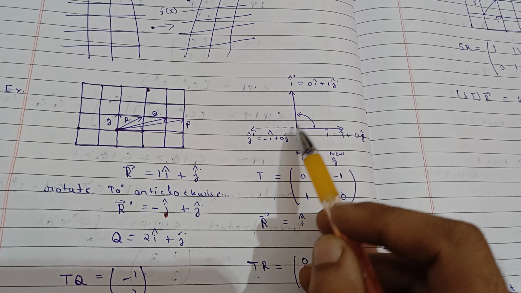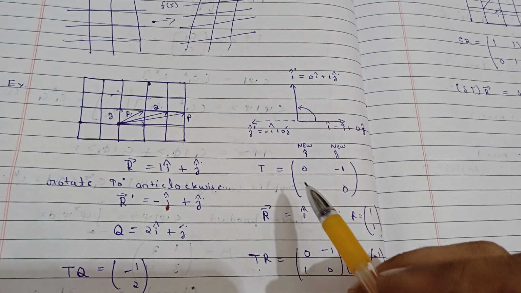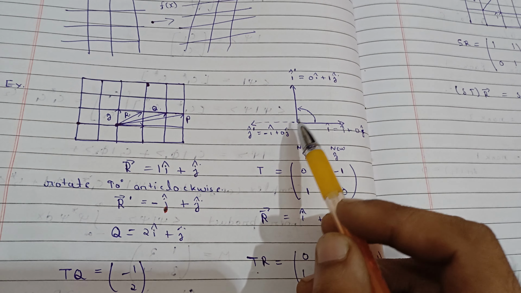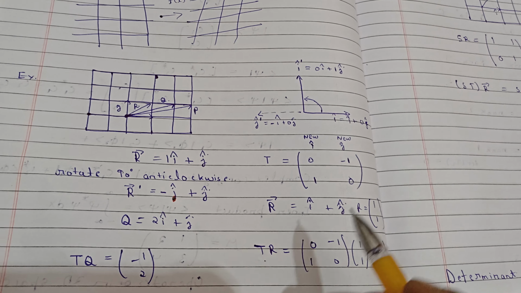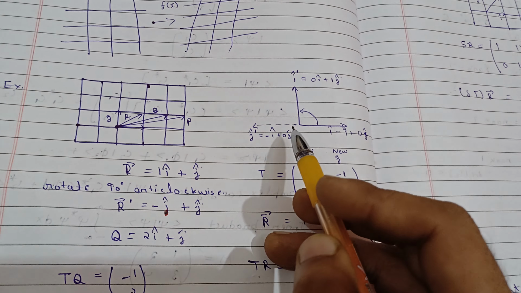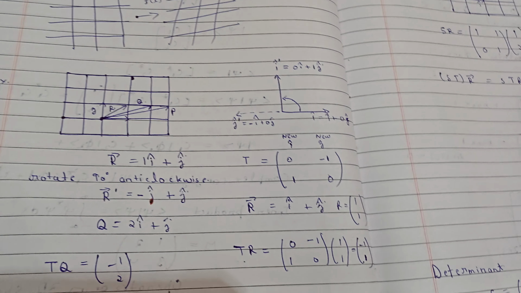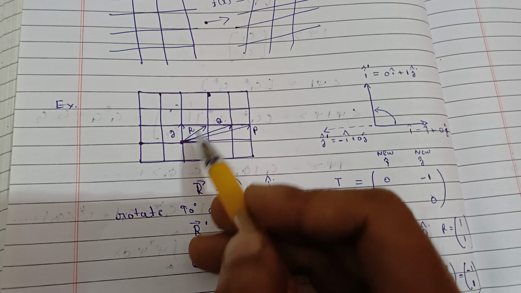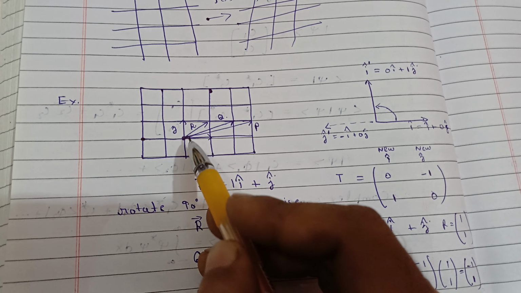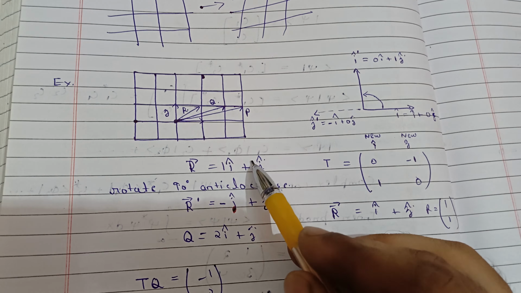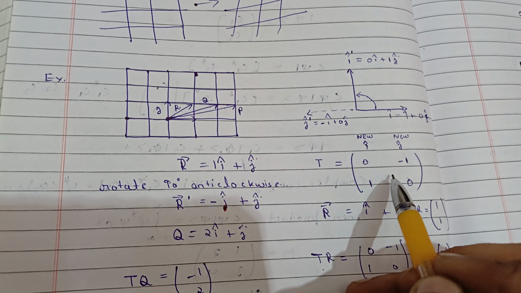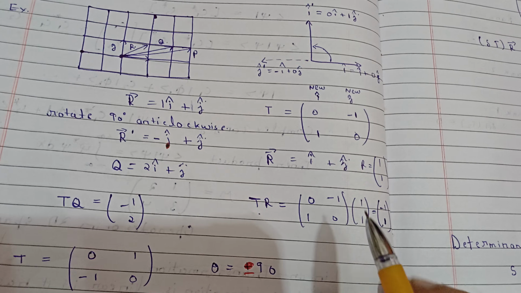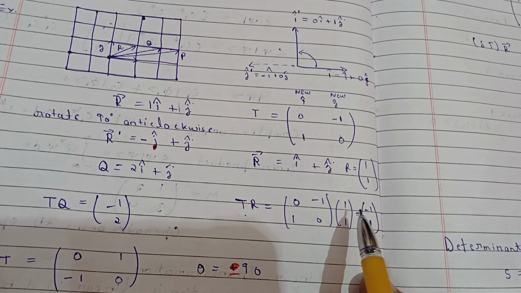Now if you take any vector in this space and you apply or operate this matrix on that vector, it will also rotate by 90 degrees and change to the new space. So let's see, if I have this vector r, and this is your x and y, and r is 1 i cap plus 1 j cap, and you apply this matrix on it. It will be 0, 1, minus 1, 0 times 1, 1. This will give you minus 1, 1.